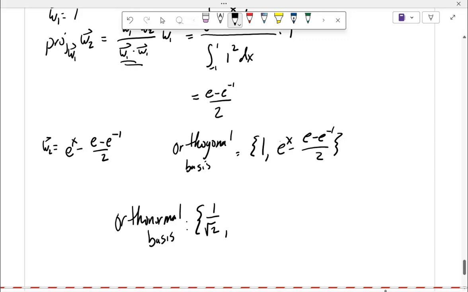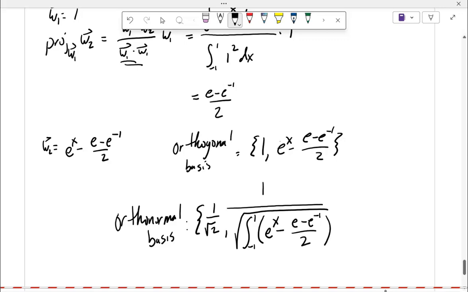The other one, I actually have to do the integral, right? I'm not going to do the integral. I'll leave that for you. It's not hard, it's just ugly. The square root of the integral from -1 to 1 of (e to the x minus (e minus e to the -1) over 2) squared dx, right? I'm not doing that in my head. It's not bad. You just have to do it.